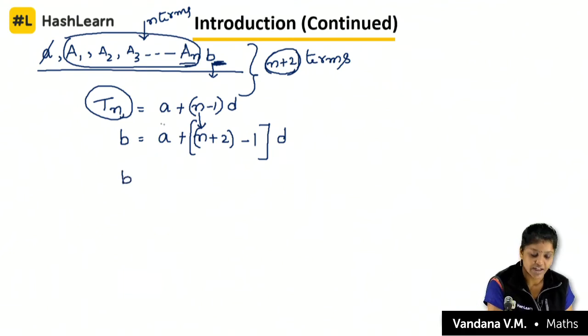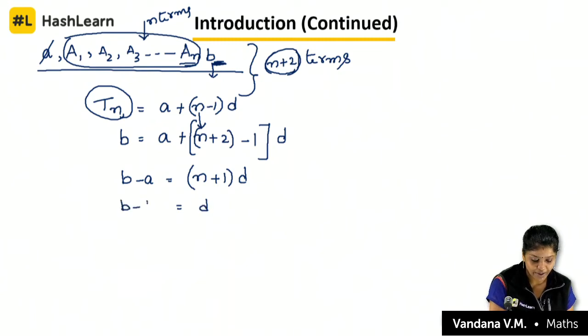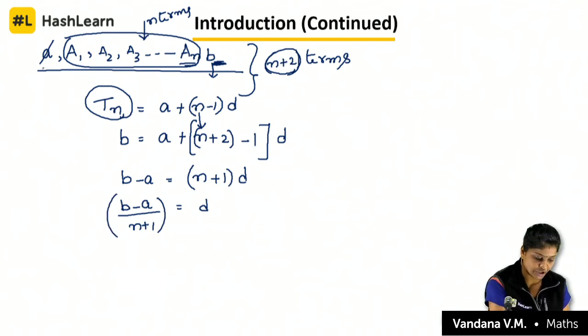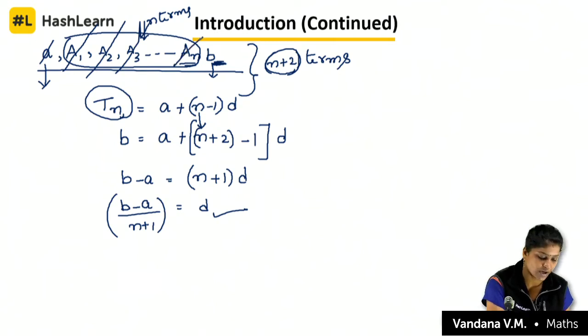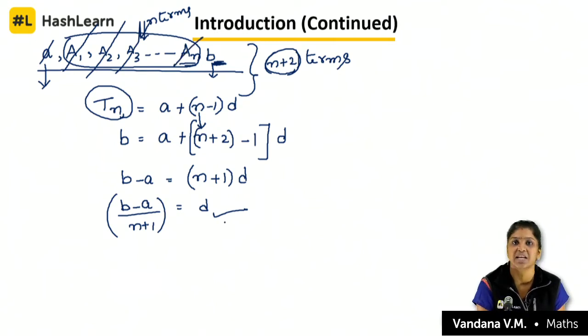Now, you just send it to this side. B minus A is equal to n plus 1 into d. So, common difference, how to find out? B minus A by n plus 1. So, when you know the first term and the common difference, you can easily find the first arithmetic mean, second arithmetic mean, third arithmetic mean, and if you want the nth arithmetic mean also, you can easily find it, isn't it? So, this is the way of finding the arithmetic mean. Now, let us see the geometric mean.